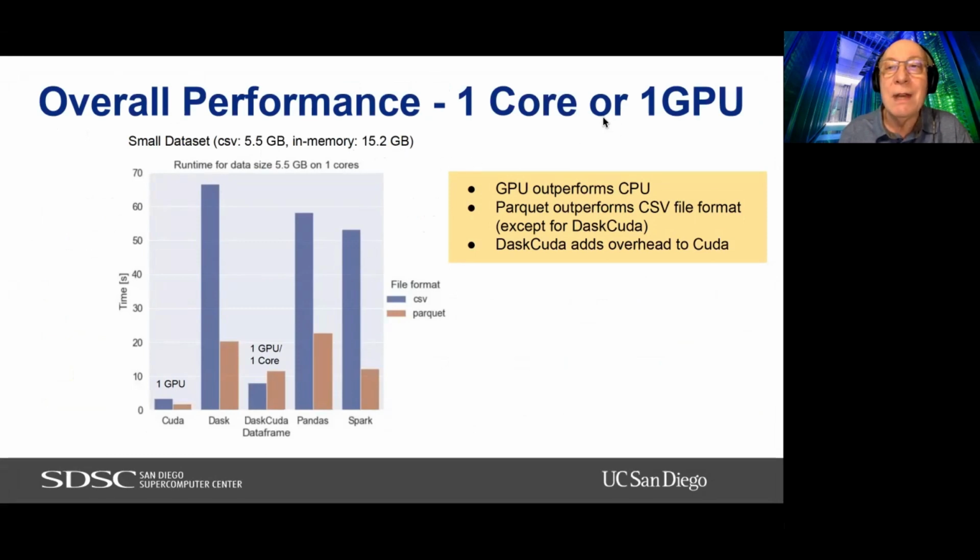This comparison is on a single core and a single GPU. Obviously, the single GPU is faster than running on one CPU, and that's what you see here. In general, you see Parquet is much faster than CSV format. There's one exception: the Dask CUDA data frame currently has some problem with Parquet, so ignore that. There's something wrong with CUDA reading the Parquet files. I'm not sure why that's happening; it should not be. The bottom line is GPU data frames can be extremely efficient, plus Parquet also helps bring down your runtime.